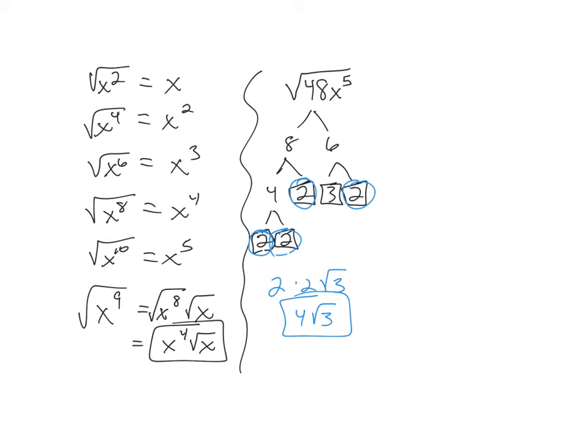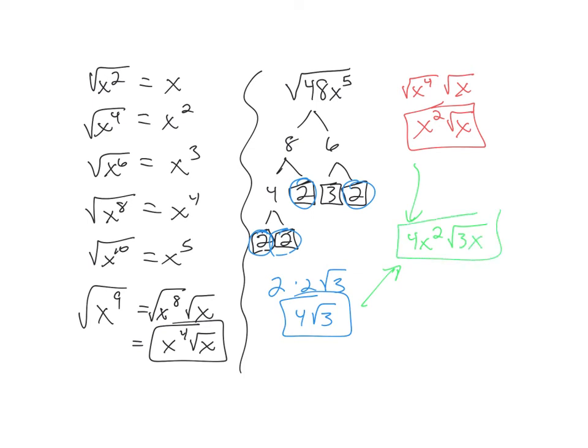Okay, then the x to the 5th part, 1 less, and half of 4 is 2. So just the x to the 5th part is that. And then I combine these two for my answer. So 4 is on the outside, and x squared is on the outside, and then 3 is on the inside, and x is on the inside. So my complete answer is the green part.